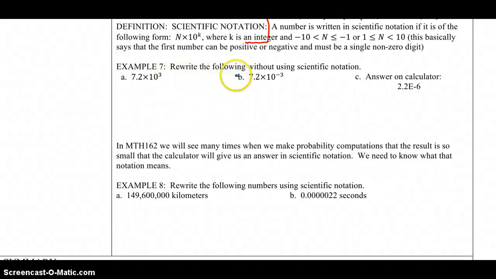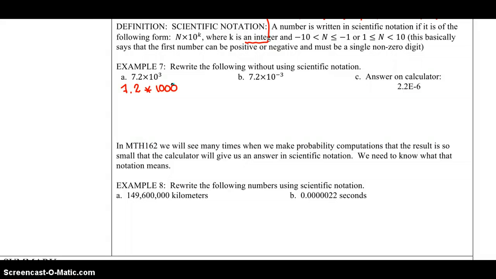The instructions say to rewrite the following without using scientific notation. Okay, so in this first one, we're going to do a couple different things. We've got 7.2 times 10 to the third. Remember, exponents keep track of how many factors of 10 we have. So this means 10 times 10 times 10, which is 1,000.